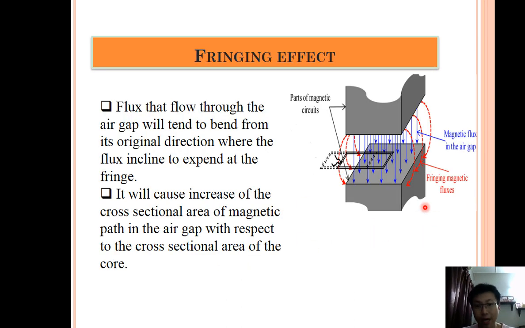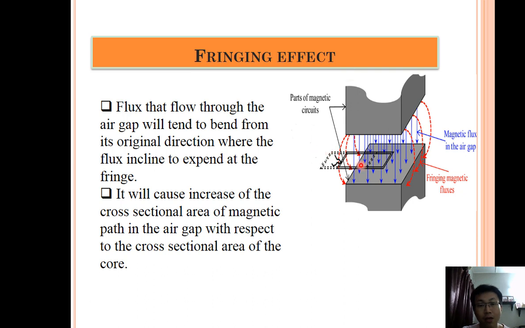So, fringing effect. Just now we talked about the fringing effect. Flux that flows through the air gap will tend to bend from its original direction, where the flux is inclined to expand at the fringe. So this is the common area, the blue color one. Then when it wants to expand, this is the red color, the fringing magnetic flux. Magnetic flux in the air, this is the common area. So this is a fringing effect.